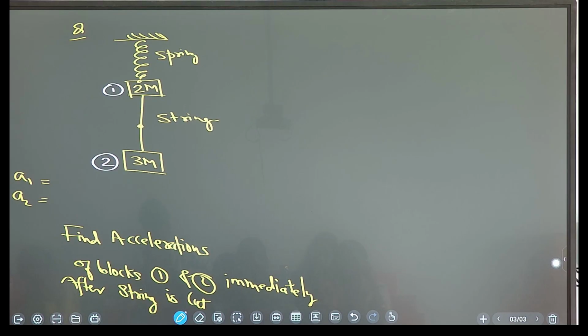a1. a1 is equal to 3g by 2. Up or down? Up or down? That direction also you have to tell. Upward. 3g by 2 upward. Okay.